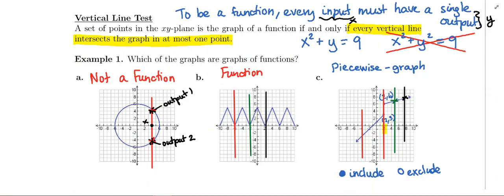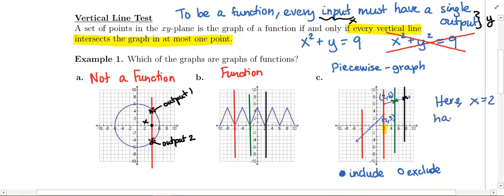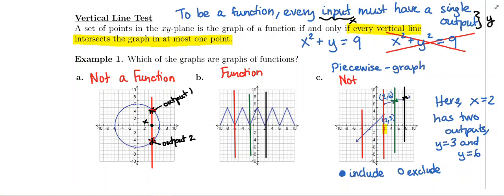So I'll even write this to the side. Here, x equals 2 has 2 outputs: y equals 3 and y equals 6. So we can conclude, since we failed the vertical line test here, this is not a function. Let me rewrite that. So not a function.